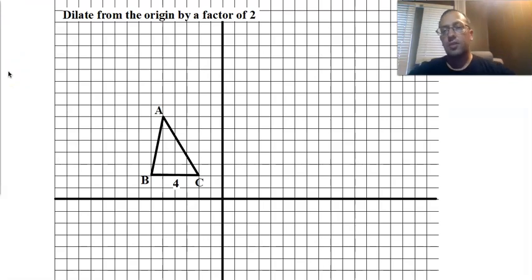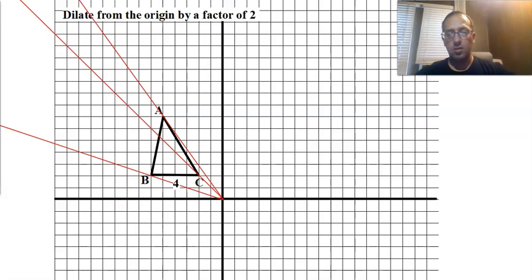Anyways, we are going to take triangle ABC and we are going to dilate it from the origin by a factor of 2. Now first I'm going to do this graphically, then we'll look at it algebraically, which is a lot faster. But just so we can see this. So I'm dilating it from the origin. So I'm going to put in those rays of dilation, and there they are.